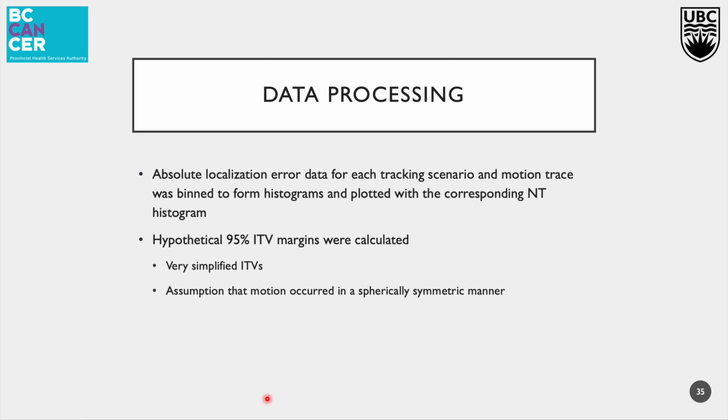Now, again, since those data are limited to absolute localization errors with no directional information, these 95% ITV margins were calculated under a very simplified assumption that the motion occurred in a spherically symmetric manner. And then this was done by calculating the 95th percentile of the data distributions.